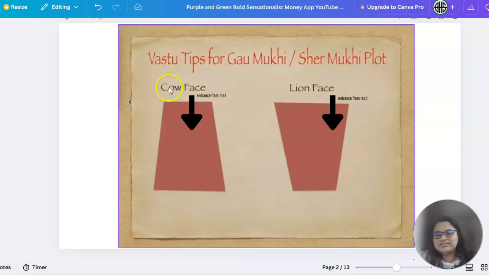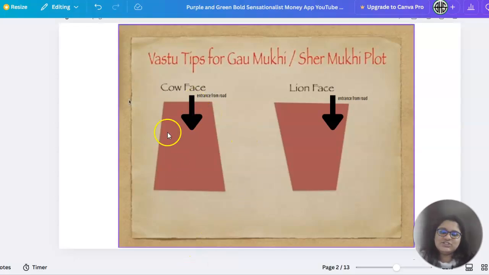When you consider this, let us consider the road at the entrance over here like this. So the narrower end of your site is near the road, and the rear end is the broader site dimension. So what happens in this case? Let us consider a residential plot.